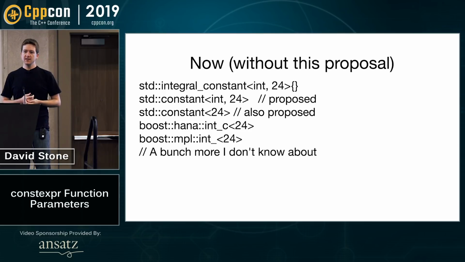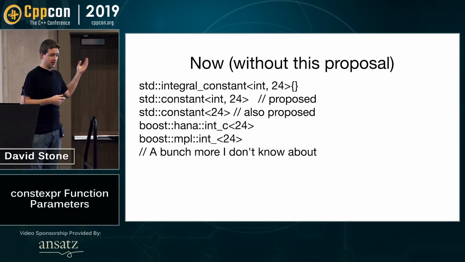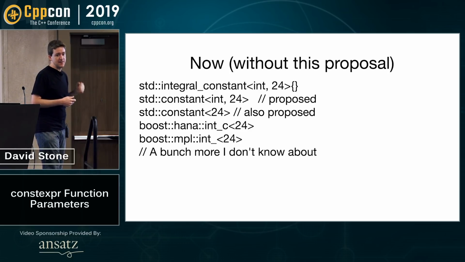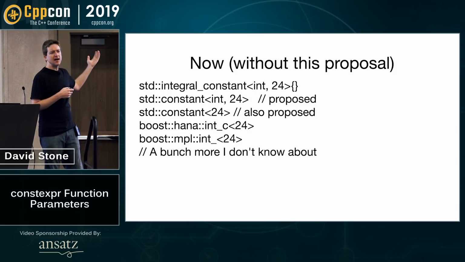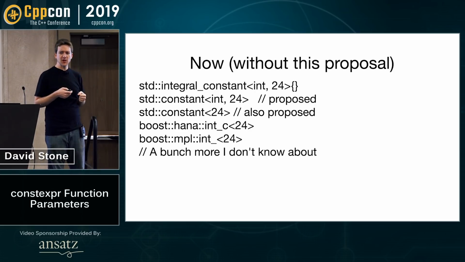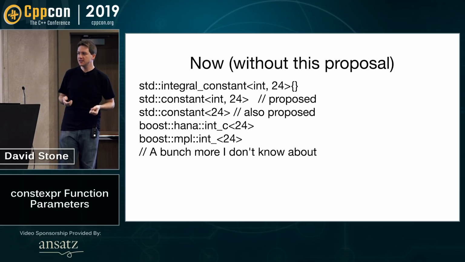Integral constant is even worse. We have integral constant, which encodes an integer value in a type. There's been a proposal to just shorten that to constant, now that we have class types as non-type template parameters. And then someone realized, hey, we can just deduce the type. You don't have to specify it, so we can have constant and then just some value.